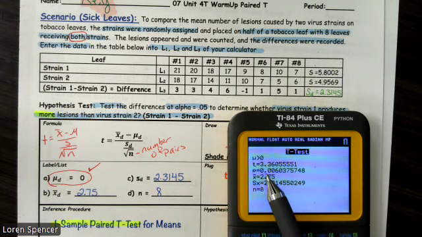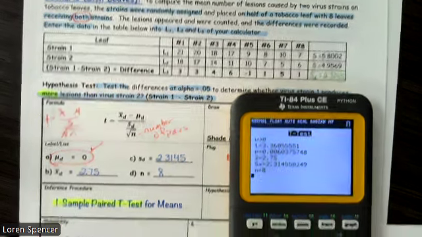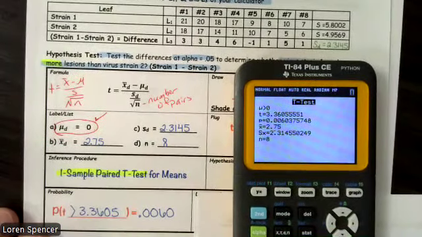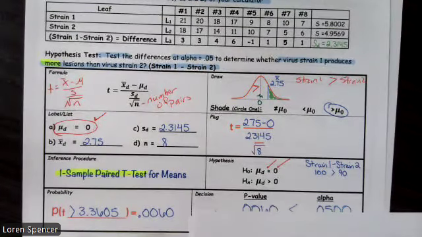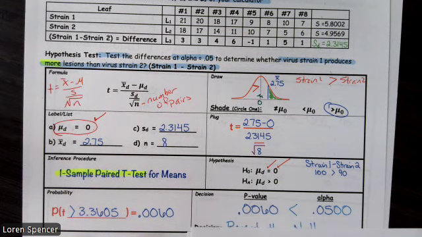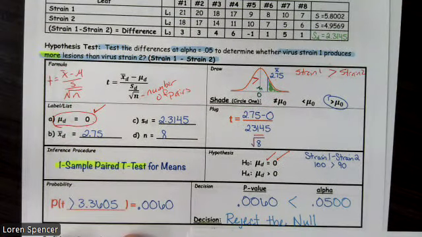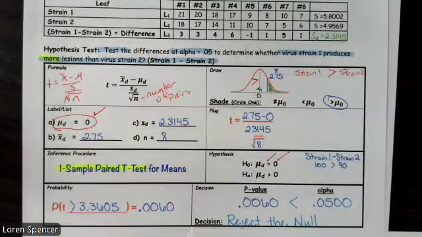Well, it turns out I get a t-statistic of 3.360 with a p-value of 0.006. Because it's just a one-sided test, it's the probability that t is greater than 3.3605 equals 0.006. Our alpha value was given as 0.05, and so we see that our p-value 0.006 is less than our alpha. So our decision is to reject the null. All right. So that's our decision.